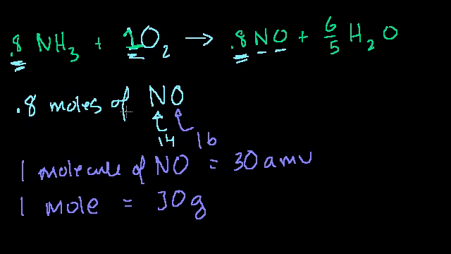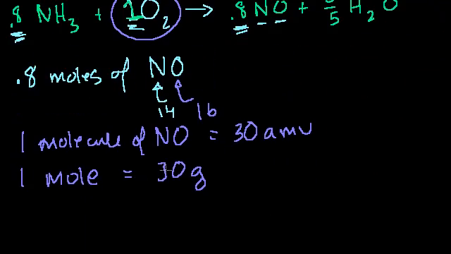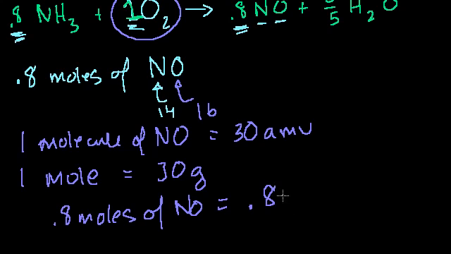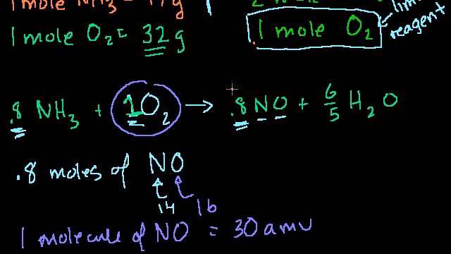And how many moles are we producing in this reaction? Because oxygen was the limiting reagent, we only had 1 mole of oxygen here. Because of that, we can only produce 0.8 moles of nitrogen monoxide. 1 mole is 30 grams. So 0.8 moles of NO is going to be equal to 0.8 times 30, which is equal to 24 grams. So we're going to be able to produce 24 grams of nitrogen monoxide.